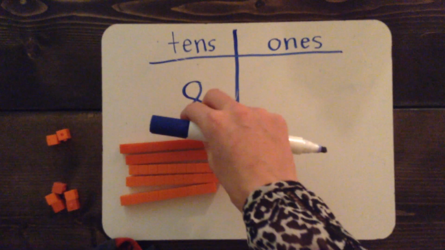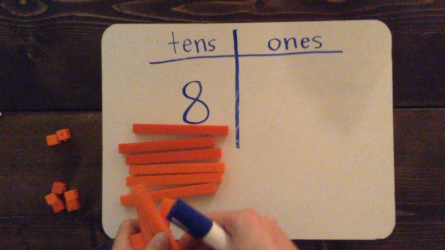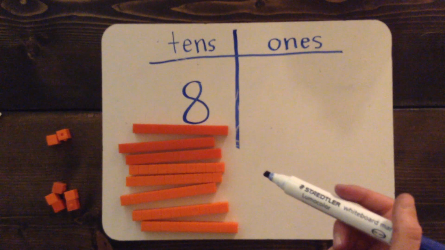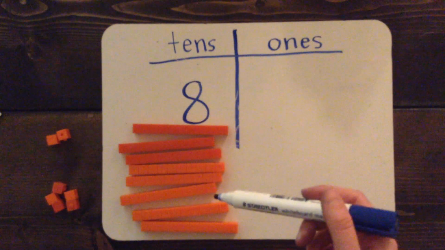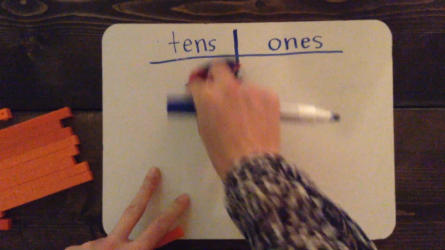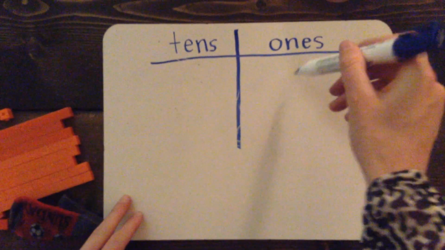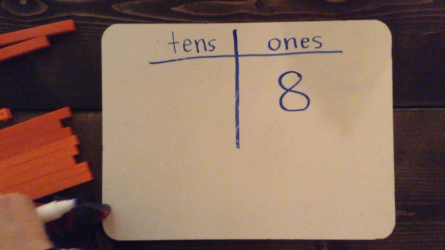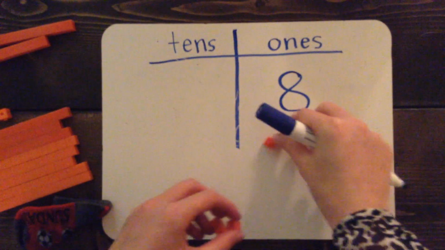If I put the 8 on this part of the tens and ones chart, then it actually makes 80. So if I want to write plain old 8, I have to make sure I put it under the ones, so it means what I want it to. This is 8.